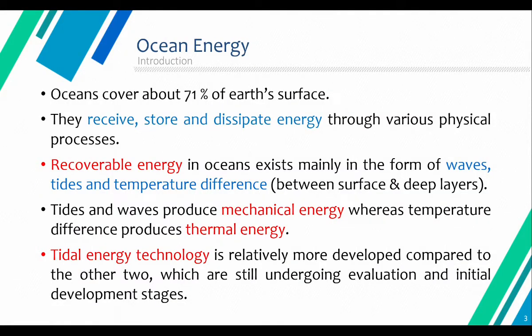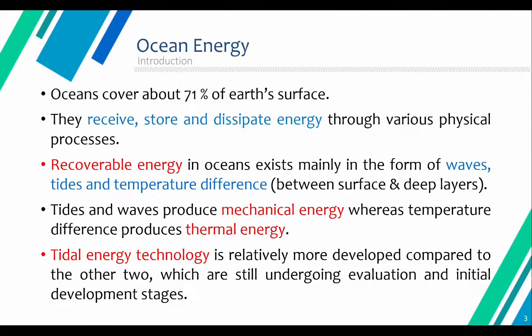So you know that the ocean covers around 71% of Earth's surface. That is, a major part of the Earth is covered by oceans. So we call our planet a blue planet, and all that you all know. Here, they receive, store, and dissipate energy through various physical processes. So the ocean receives energy so that it gets heated, and that thermal energy we can use. It gets stored and dissipated in different forms.